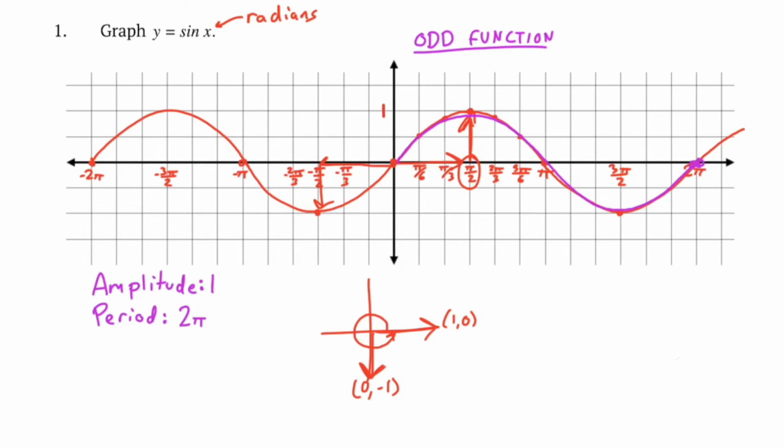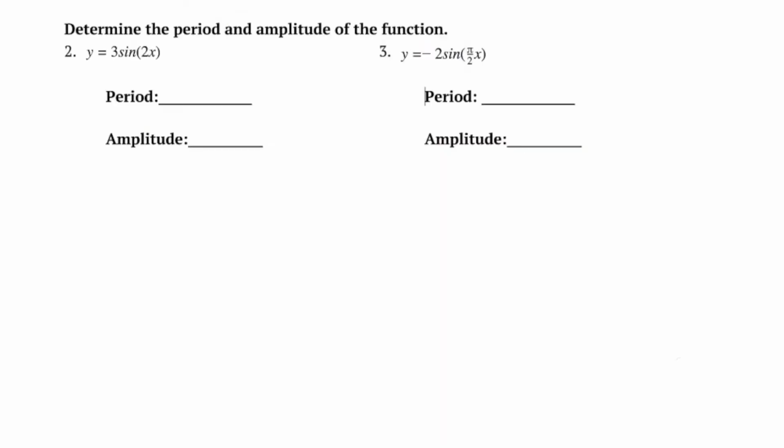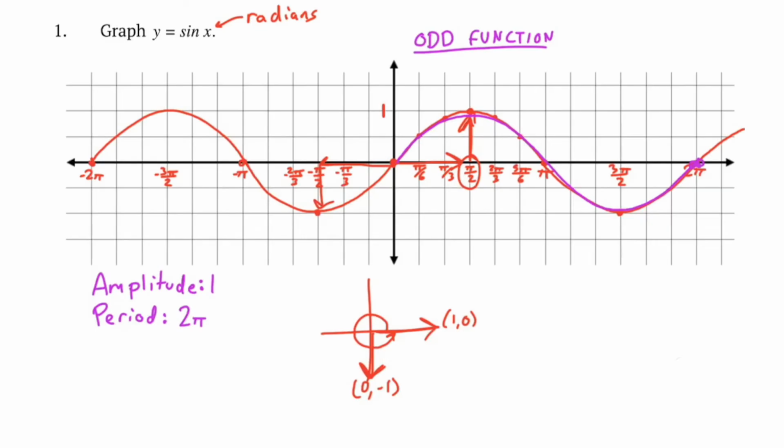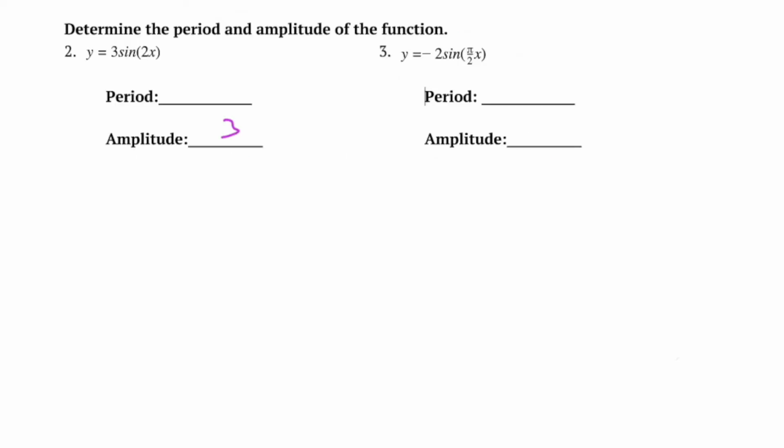So let's take a look at what happens when we start to add some different transformations in. Like number 2 here says we have y equals 3 times the sine of 2x. So having an a value of 3, that's going to multiply all the outputs, or the y values, by 3. So it's going to get 3 times as tall. So the amplitude of this graph is just 3.